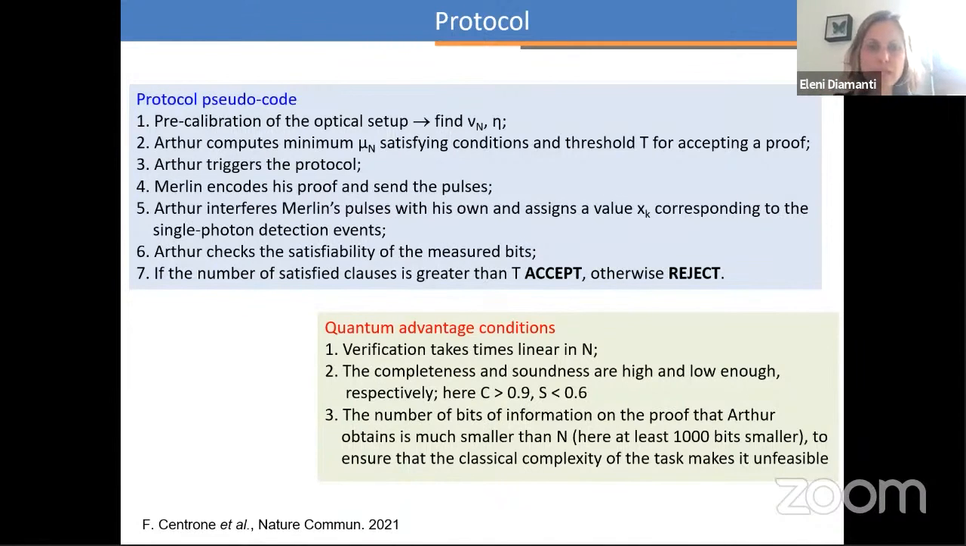You need Arthur to interfere his pulses with Merlin's and properly label the single photon detection events, and then you measure the number of satisfied clauses to accept or reject the proof, following quantum advantage conditions. You make sure that the verification takes time linearly, which is the whole point of showing a quantum advantage, and that the bits of information that Arthur obtains are much smaller than the actual number of inputs, to make sure that in the corresponding classical case, it would be totally infeasible to actually perform this protocol with classical resources.